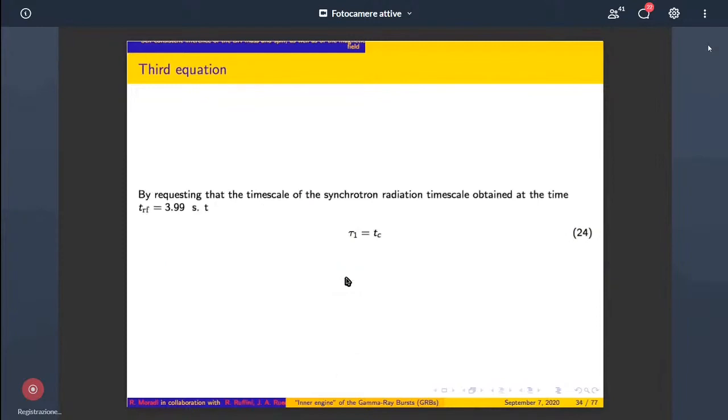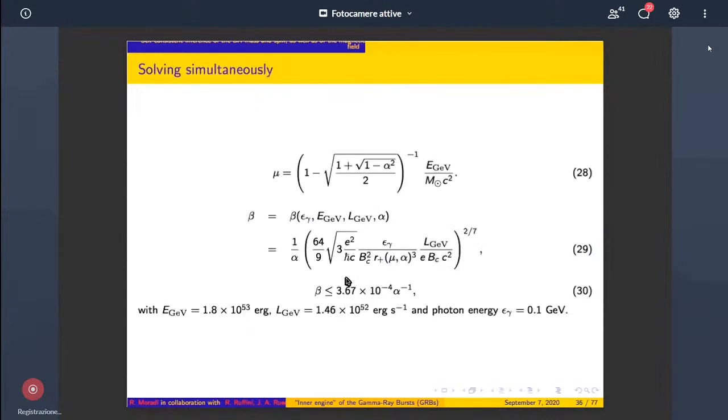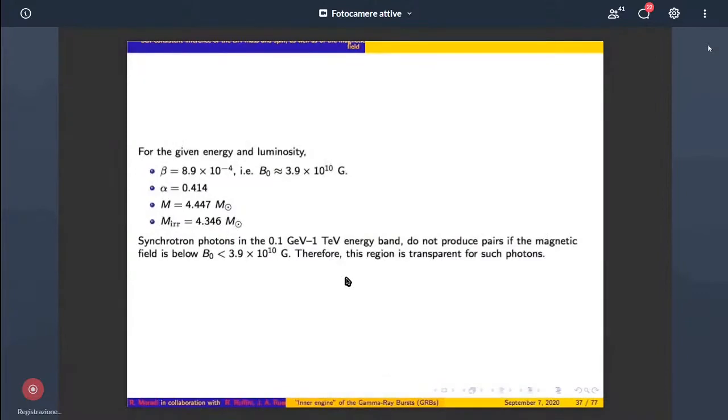And finally, the time scale of the recovery of our system must be the time scale of the synchrotron radiation. All these three conditions together give us this formula. Finally, for instance, for this system, the black hole has a spin parameter of 0.4, and the mass of the black hole is around 4.5 solar masses, and the magnetic field is around 4 × 10⁻⁷ Gauss.